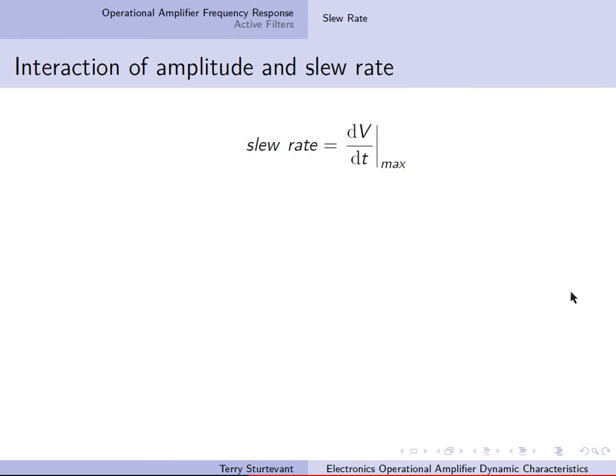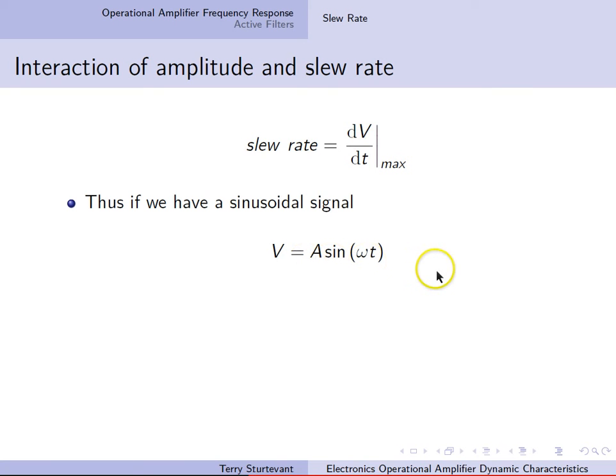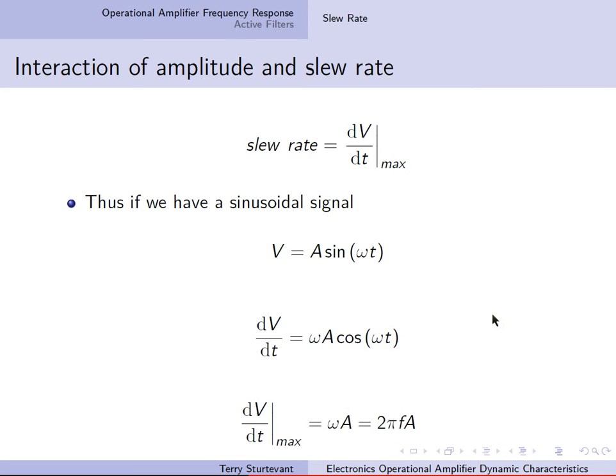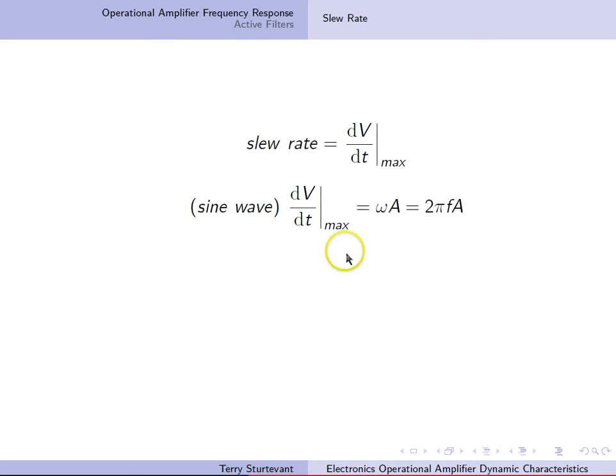Now, there is an interaction between the amplitude and the slew rate. So the slew rate equals the maximum rate of change of the voltage. If we have a sinusoidal signal, A sin omega t, then if we take the derivative, it is omega A cos omega t. The maximum of that, since the maximum of the cos is 1, is just omega A, and omega is the angular frequency, which is 2 pi times the frequency. So the maximum rate of change of the voltage is 2 pi times the frequency times the amplitude. That maximum rate of change is the slew rate. So for a sine wave, the slew rate is 2 pi f times A.